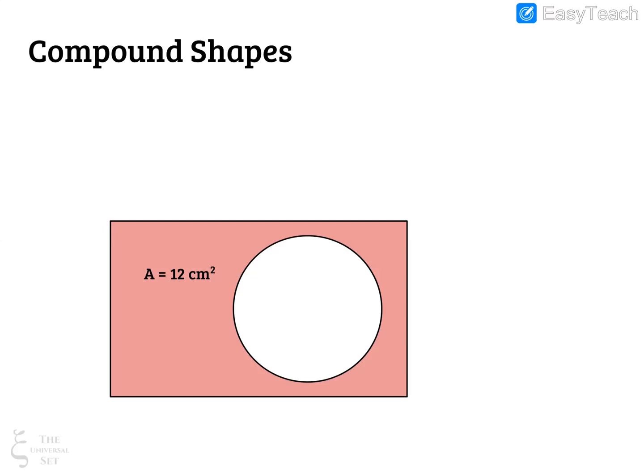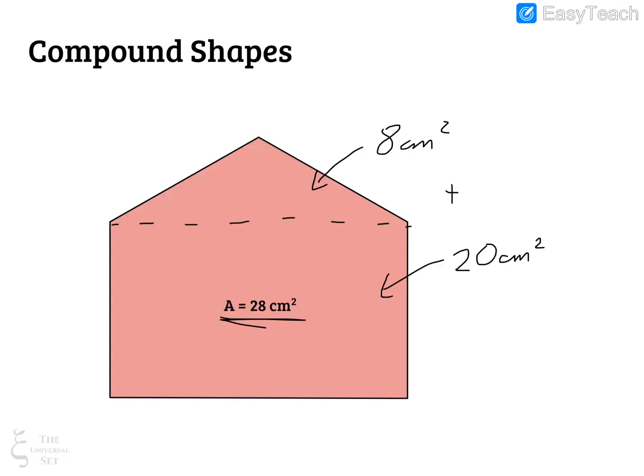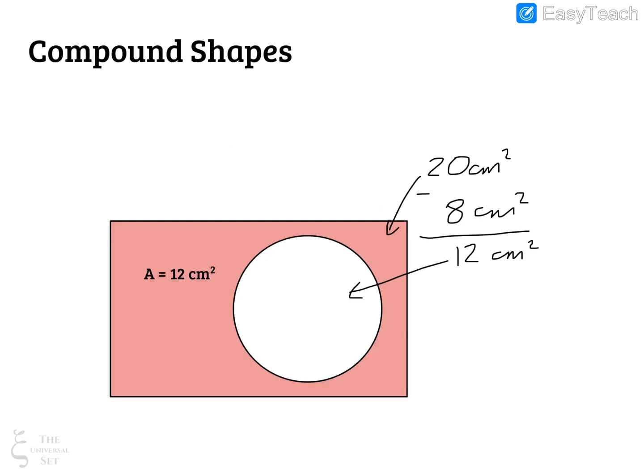And I know that because the area of the rectangle was 20 centimetres squared. We said the area of the circle was 8 centimetres squared. And so all I've done is a subtraction here. 20 take away 8 is 12 centimetres squared. So that's my remaining area. And that's basically the two ideas that we need to have for when we're finding the area of compound shapes. We find the area of the 2 or 3 shapes involved, and we either add them together or we subtract them, depending on whether they are 2 shapes added together like they were here, or whether they're one shape cut out of another shape like it was here.